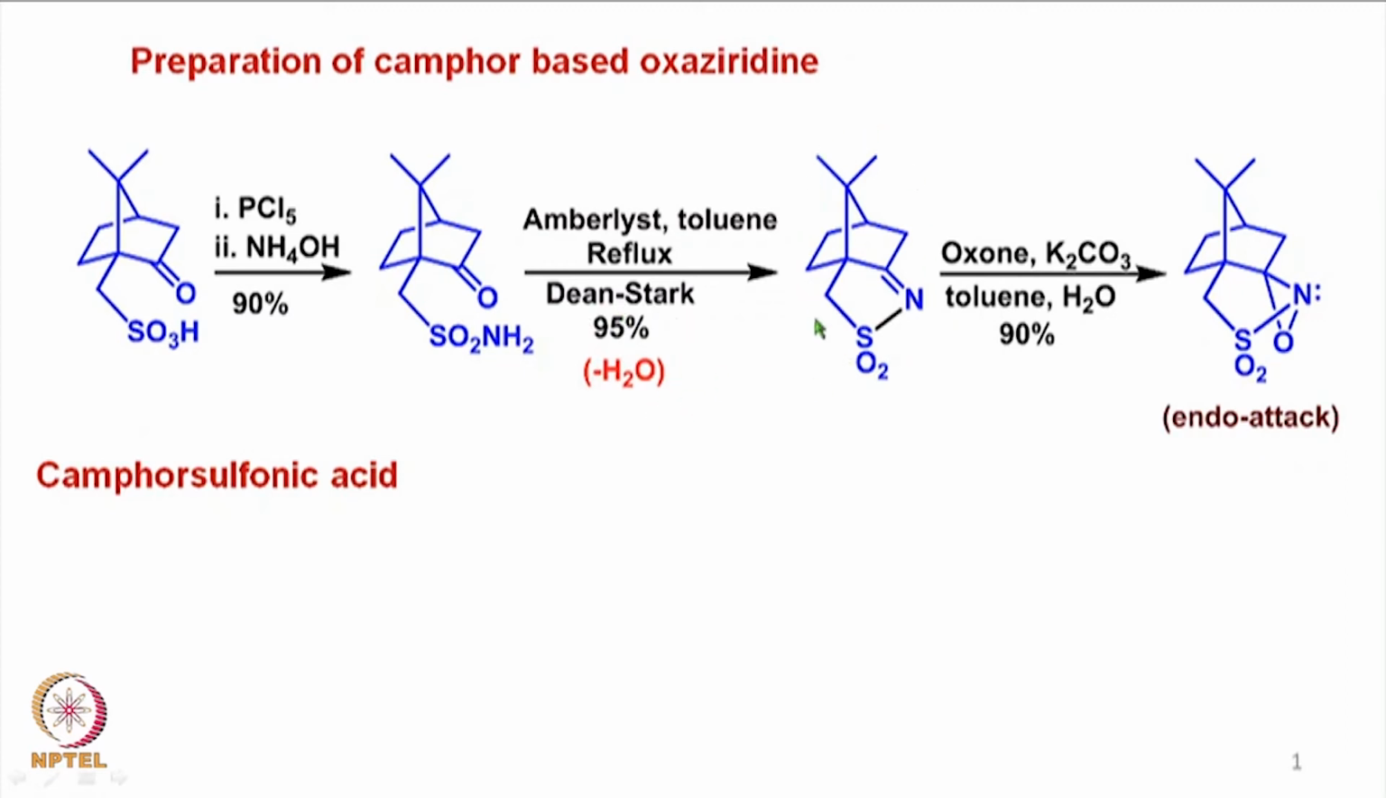And once this particular product is formed, then this is reacted with oxone under basic conditions. Since there is a methyl group on the exo side, therefore the oxidation of this imine part of the molecule occurs from the endo side, that is from the lower side, and then we get this particular reagent which has a complete endo attack of the oxygen. Now this is how camphor based oxaziridine is prepared.